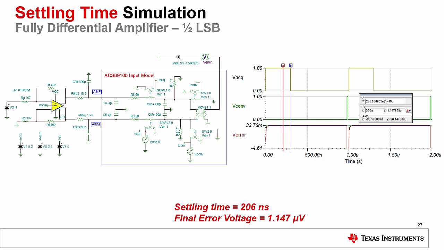For the FDA configuration, the time it takes the error signal to settle within 1/2 LSB is about 206 nanoseconds, which is under the ADC's acquisition time. Our final error voltage at 300 nanoseconds is about 1.14 microvolts.